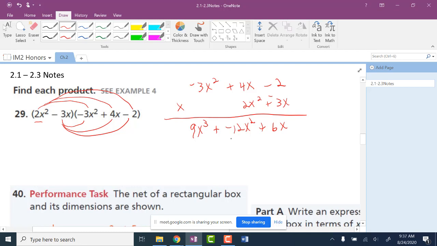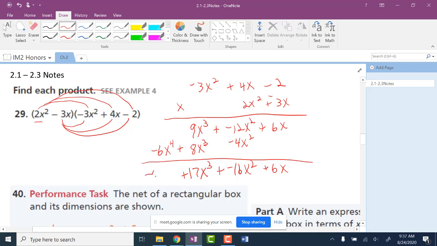2x squared times negative 2 is negative 4x squared. And I'm going to write this underneath the x squared column, already aligning like terms. 2x squared times 4x is 8x cubed. All right, and then 2x squared and negative 3x squared is negative 6x to the fourth. All right, then you can go and add these, and now you already have your like terms aligned. So it's a really good way of keeping things in order. But the cubed is all scary looking. 17x cubed, and then negative 6x to the fourth.